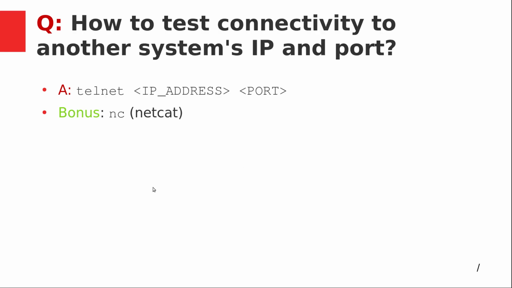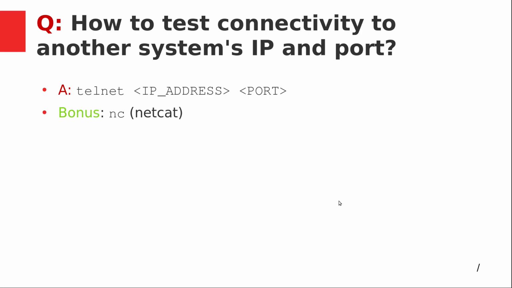How to test connectivity to another system's IP and port? A simple way is just telnet, space, IP address, space, port, and this has long been used. Another way is to use netcat, which is nc. There are other ways, but telnet and nc you're going to find in most Linux environments. They should have one or both of these available, and probably not the other tools.